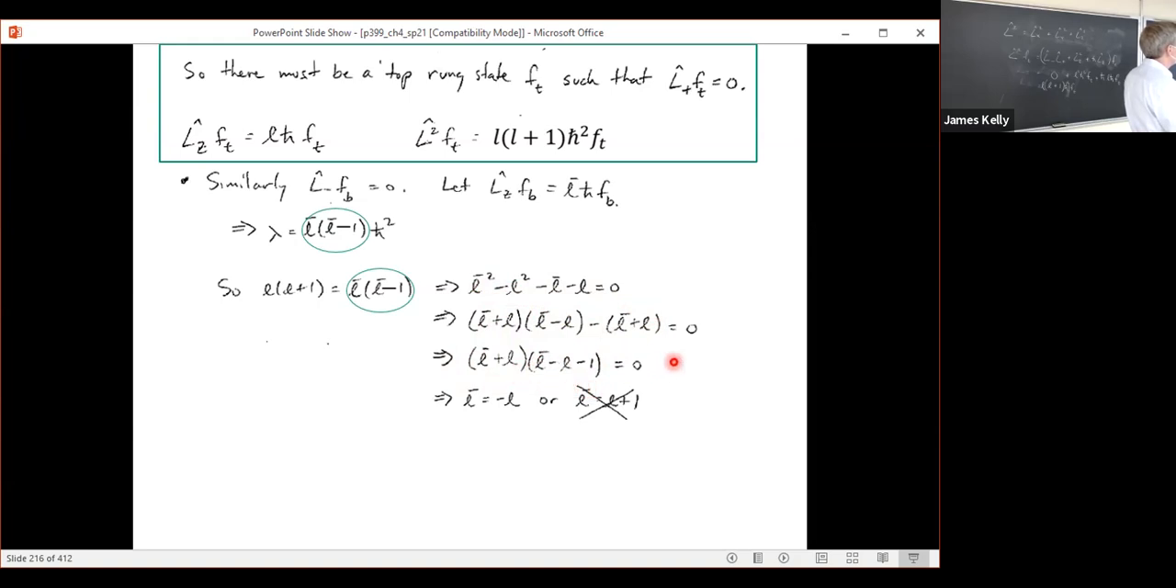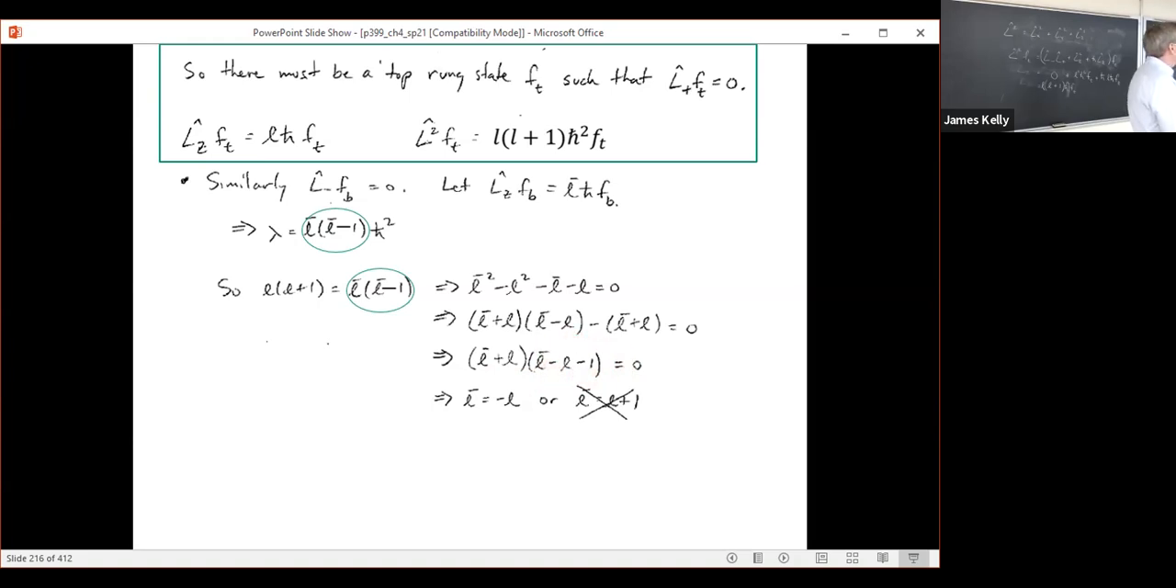So the product of two things equaling 0 means that one has to be 0 or the other one has to be 0. That's one of our favorite algebraic things to do from way back when. If you've got a product of things equaling 0, either l bar is equal to minus l, or l bar is equal to l plus 1.